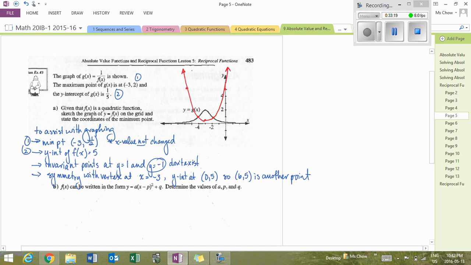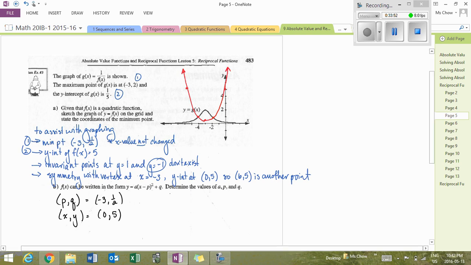So let's take a look. If f of x can be written in the form y equals a times (x minus p) squared plus q, so that's your vertex form, determine the values of a, p, and q. So a few of these we already know. We know that (p, q), our vertex, is (-3, 1/2). We also know a point (x, y) could be (0, 5). We could also use (6, 5) for that matter. So we can then solve for a.